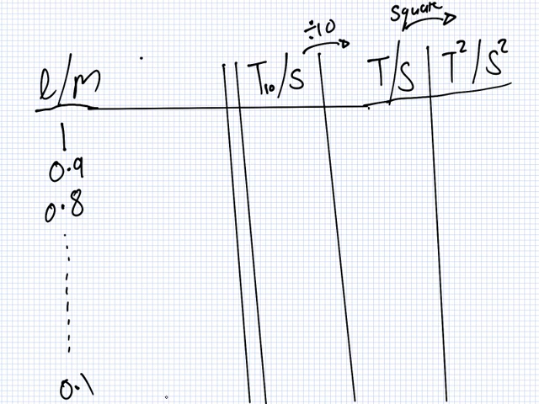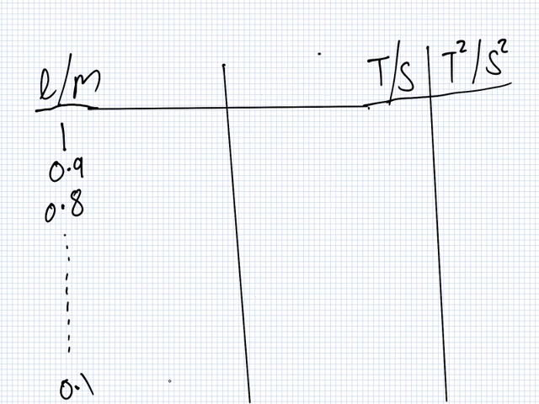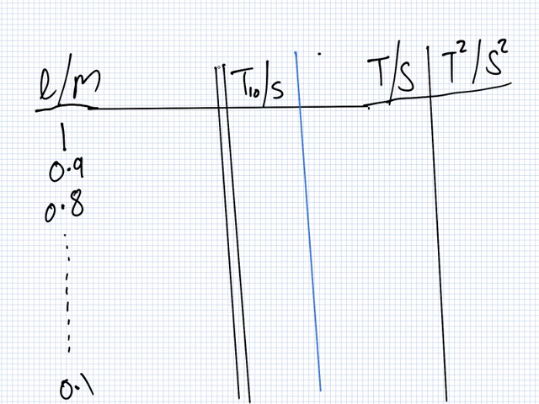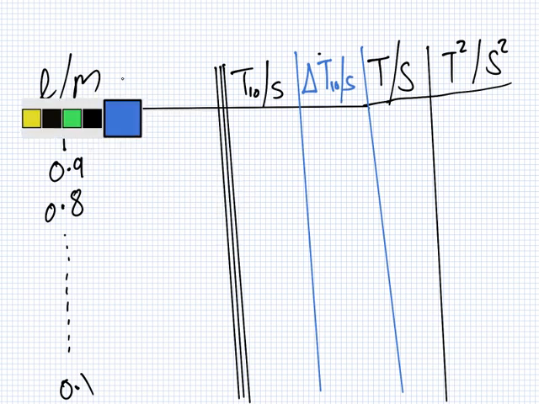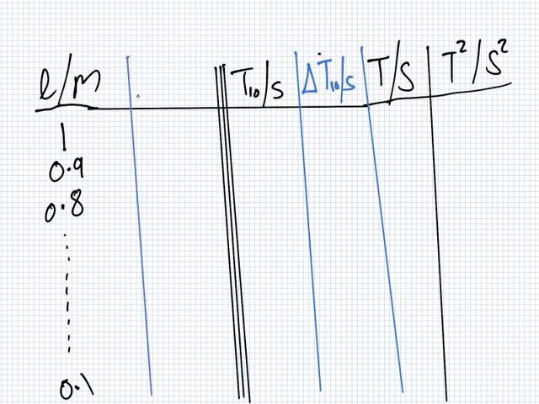But also, don't forget, I'm missing a column here. What did I not include? What did I miss here? Come on, guys. I said it's like if you only learn one thing. What I did not include here was the error on measuring the 10 seconds. And here, what did I not include? I also did not include the error, the uncertainty, in measuring the length. Okay, so let's start with the first one.